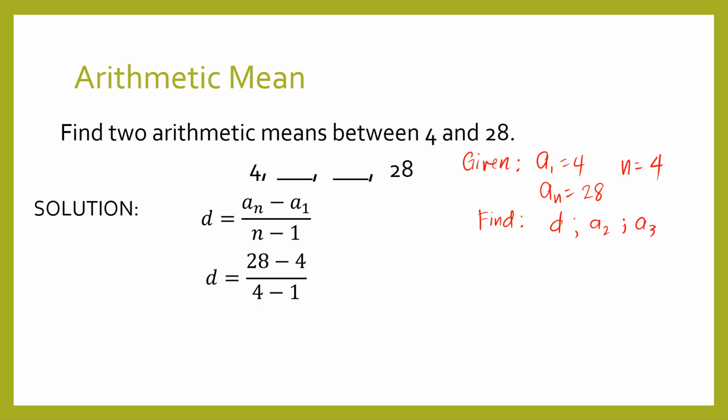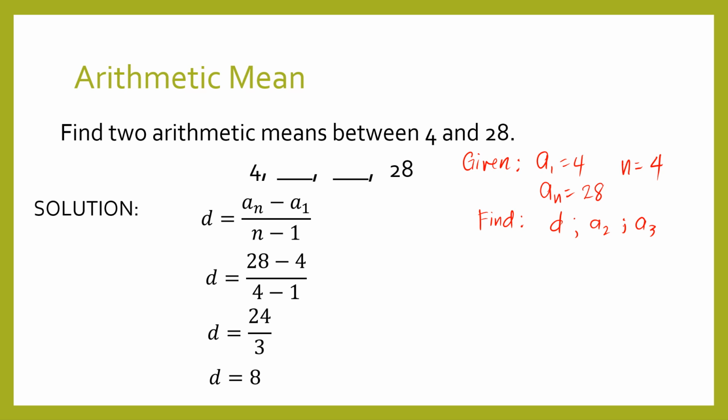So d is equal to 28 minus 4 divided by 4 minus 1. And 28 minus 4 is equal to 24, and 4 minus 1 is 3. So which is 24 divided by 3. And if you simplify that one, our common difference is 8.